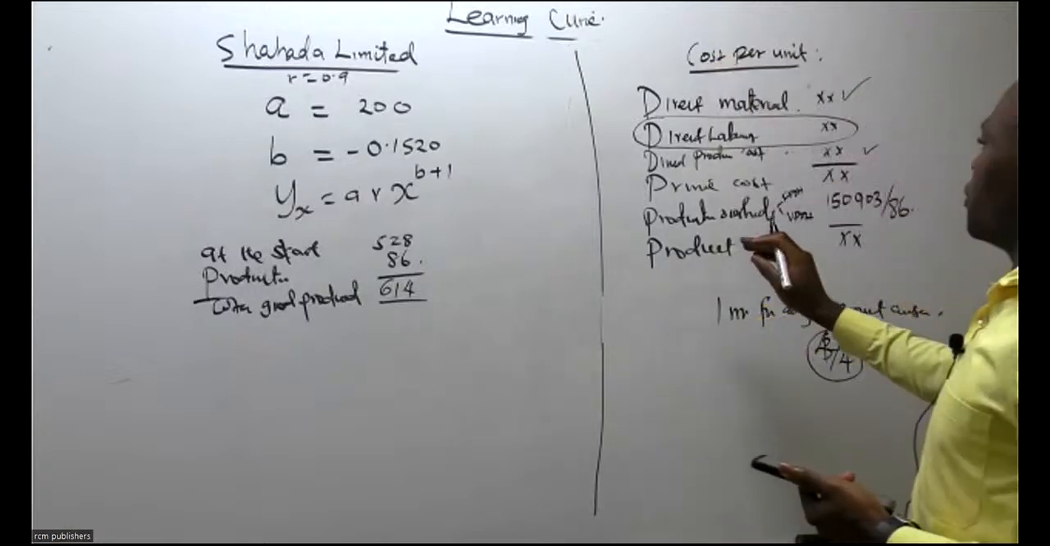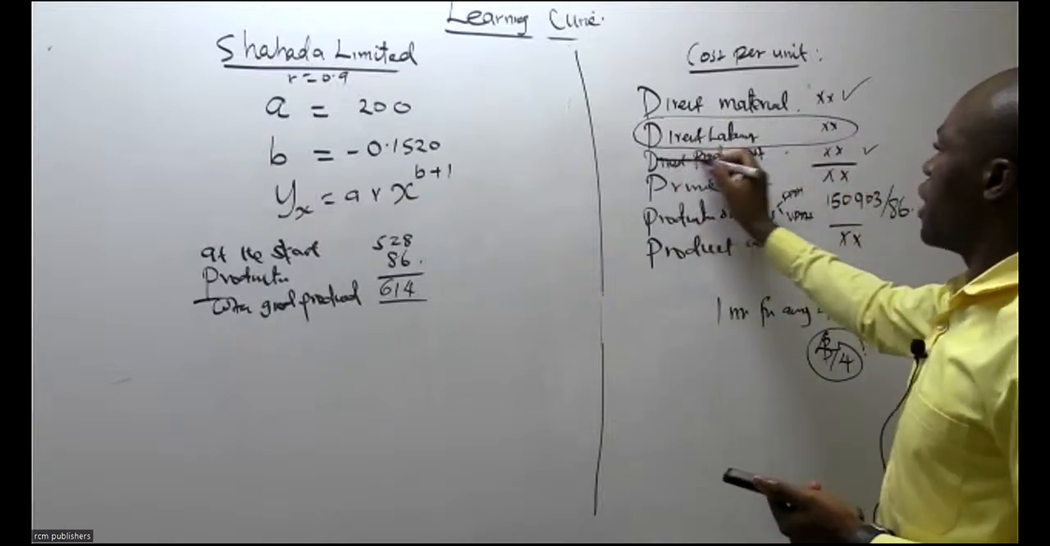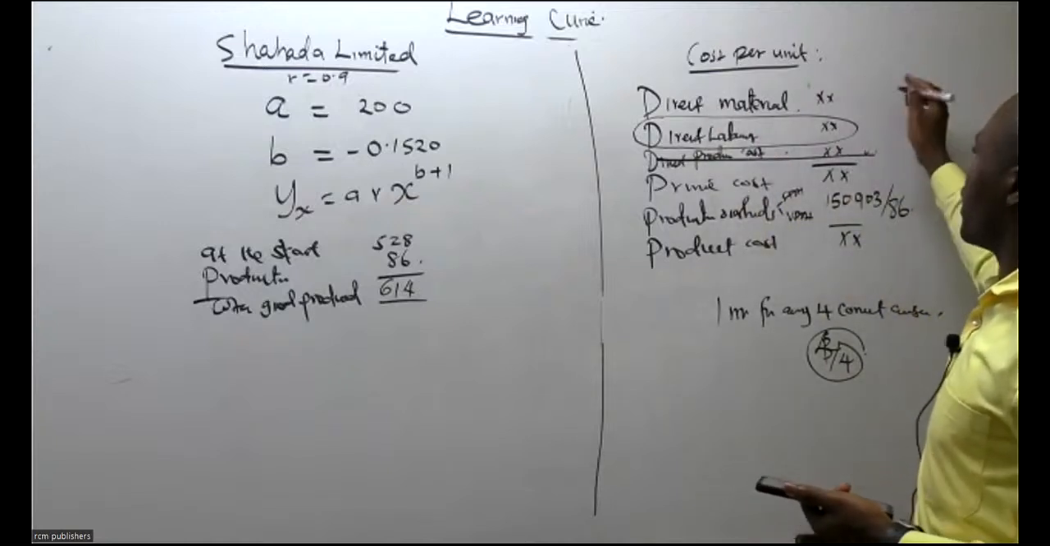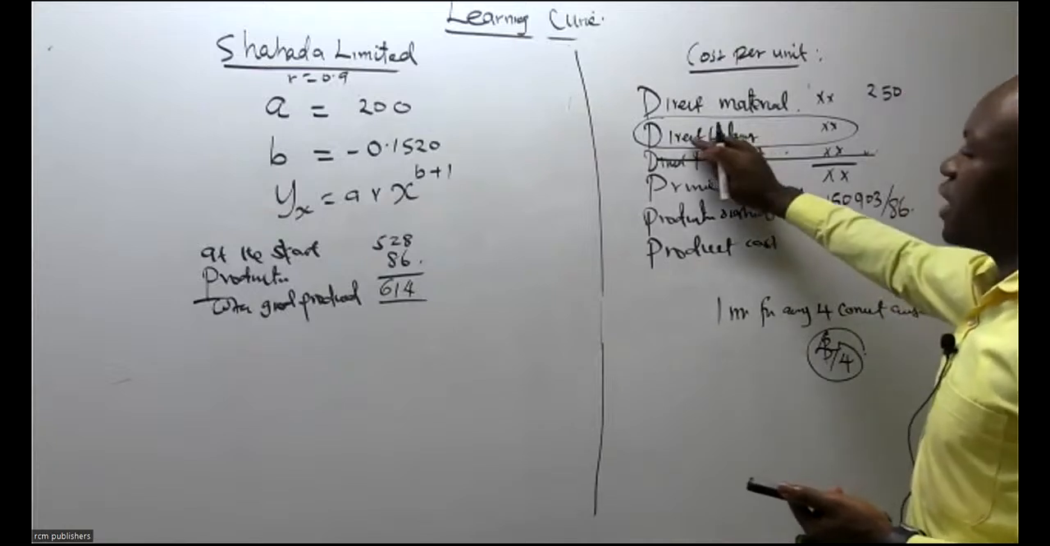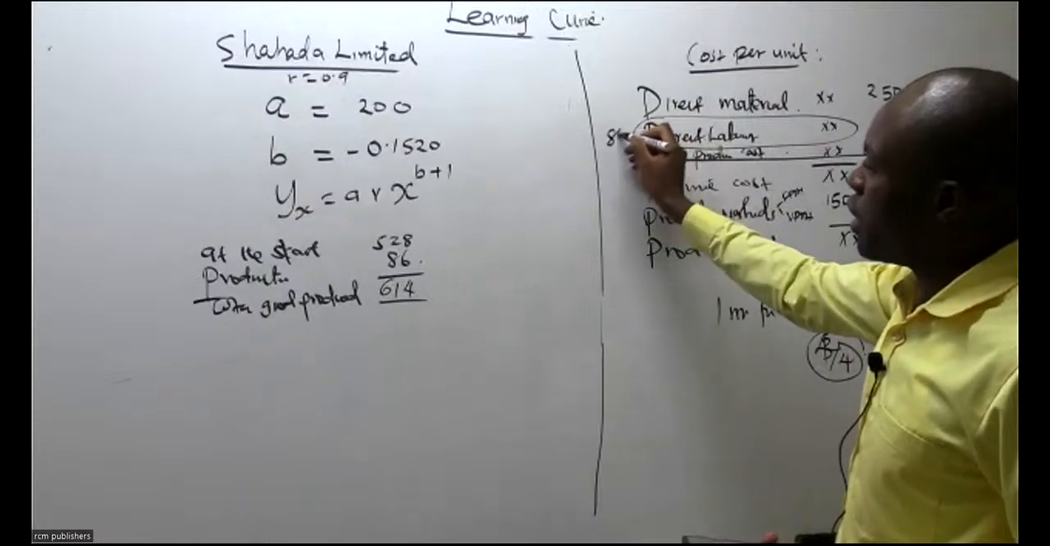When I come to direct, this one here is not there in our question, so you're not going to deal with it. Direct material, we have been given 250 per unit. So direct labor is what we need. But the units produced in that particular period, 86.